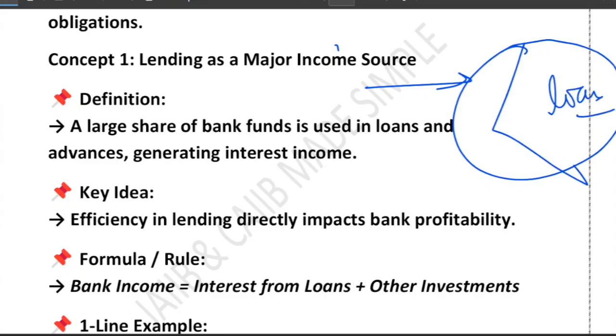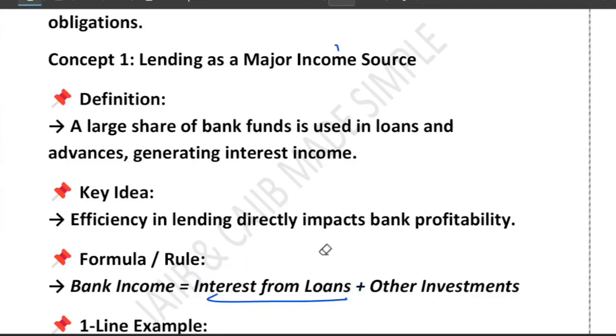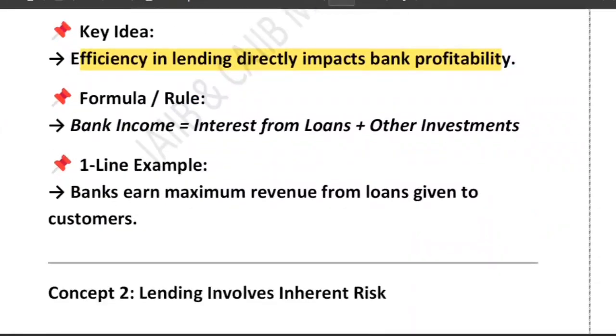So what do these loans do? These loans generate interest. Yes, you get interest, which is the main income of the bank. You know it very well. So if the bank lends efficiently, its profit will automatically increase, because lending is a major activity. If they lend efficiently, obviously profitability will increase. It will directly impact the profitability. So bank income consists of two things: interest income from loans plus income from other investments.